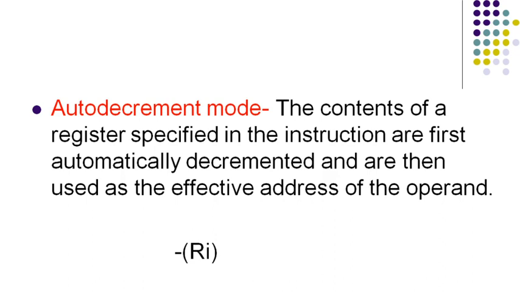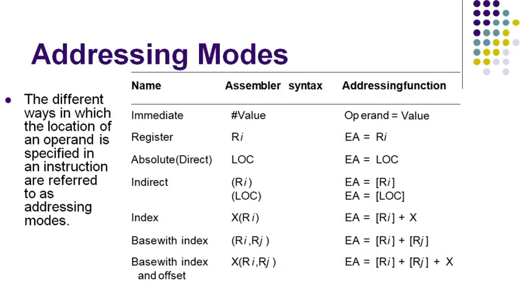Addressing modes are very important from exam point of view. Let us quickly revise all the addressing modes once again. You can see here in this table the name of the addressing mode is given, and we have the assembler syntax and how the addressing function will work. First mode we'll take is immediate. The assembler syntax uses the sharp sign and the value. The operand is equal to the value, whatever value is given, that is the operand here.